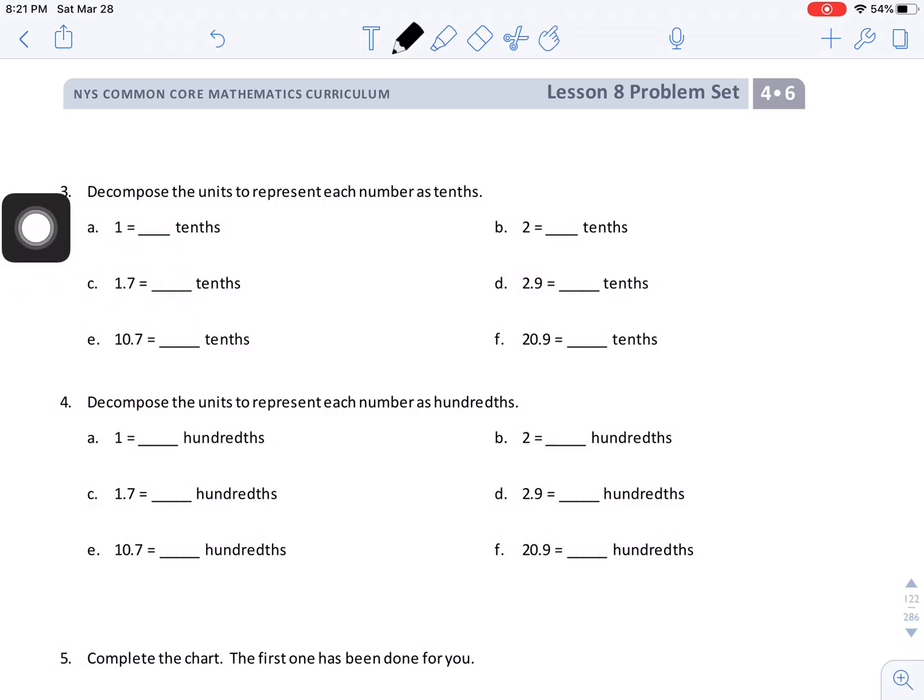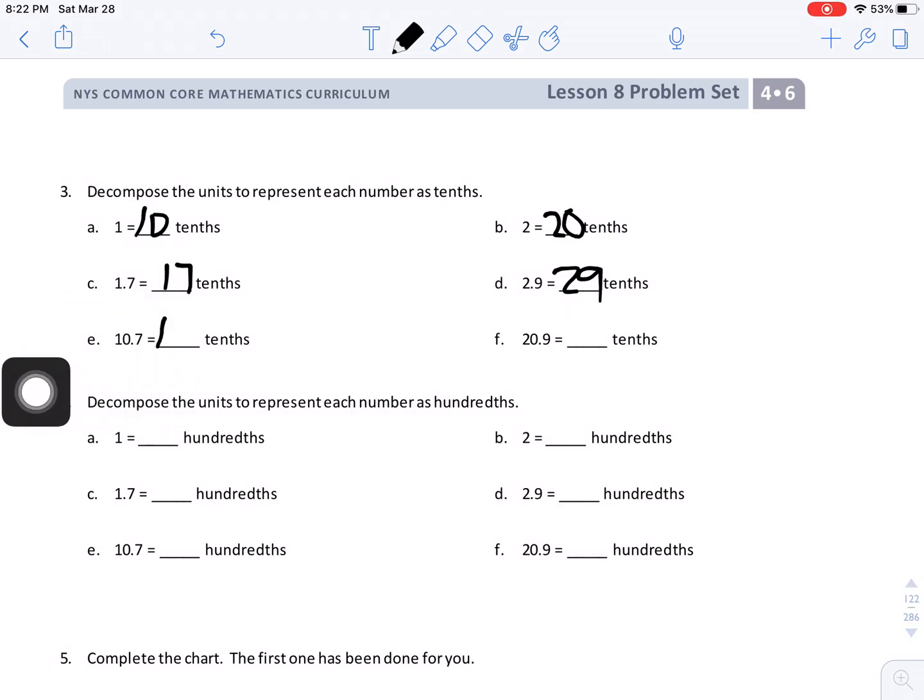Well, we've already learned that if we have 1 and we decompose it into tenths, you need 10 to move places. 2, you would need 10 2 times, so that would be 20 tenths. If I had 1 and then gave it 7 more, for 1 and 7 tenths, 10 and 7 more would be 17. Then over here, I know that 2 is 20 tenths, and 9 tenths would just be 9 more, so 29. And then here I have 10 wholes. I know that each one is 10, so if I have 10 times, it would be 100. And then the 7 more, I would have 107.